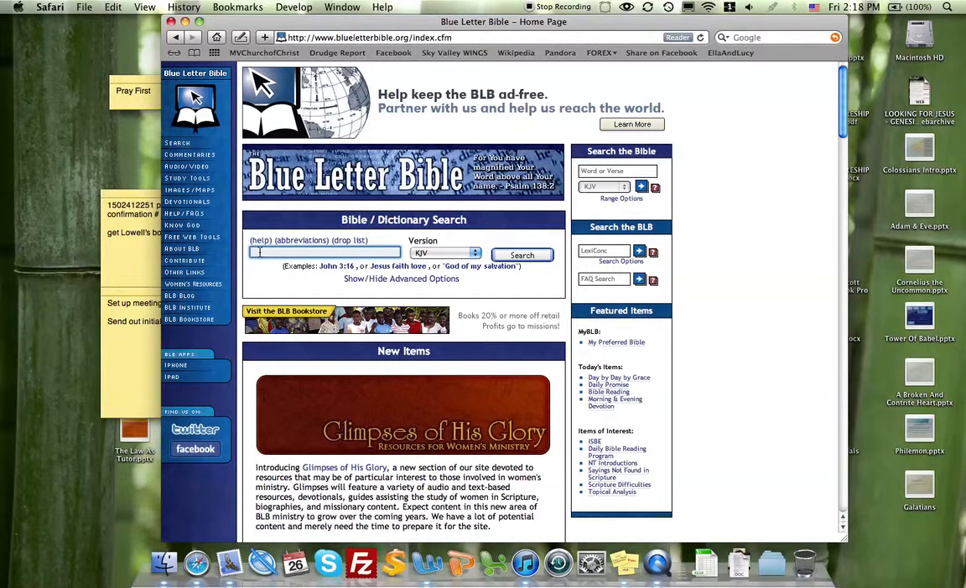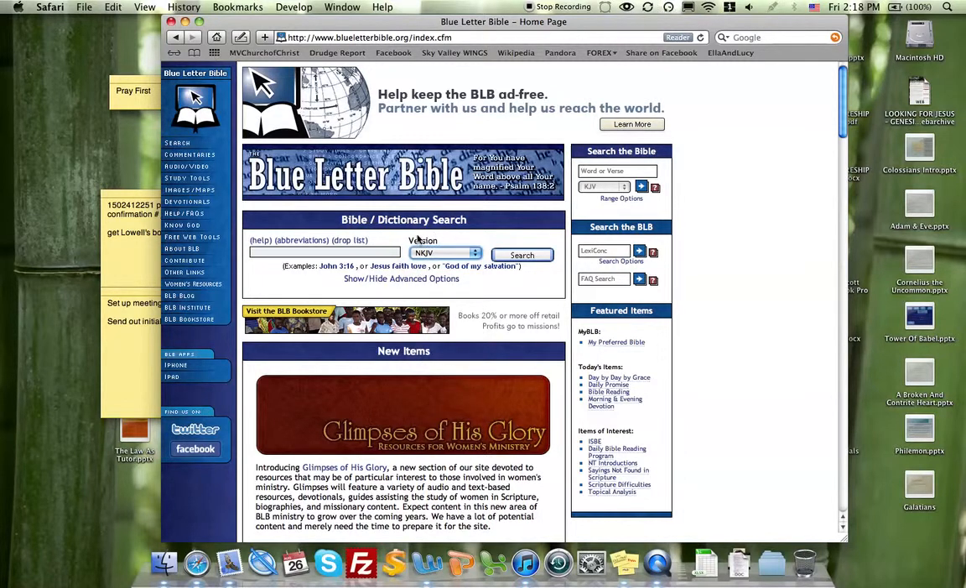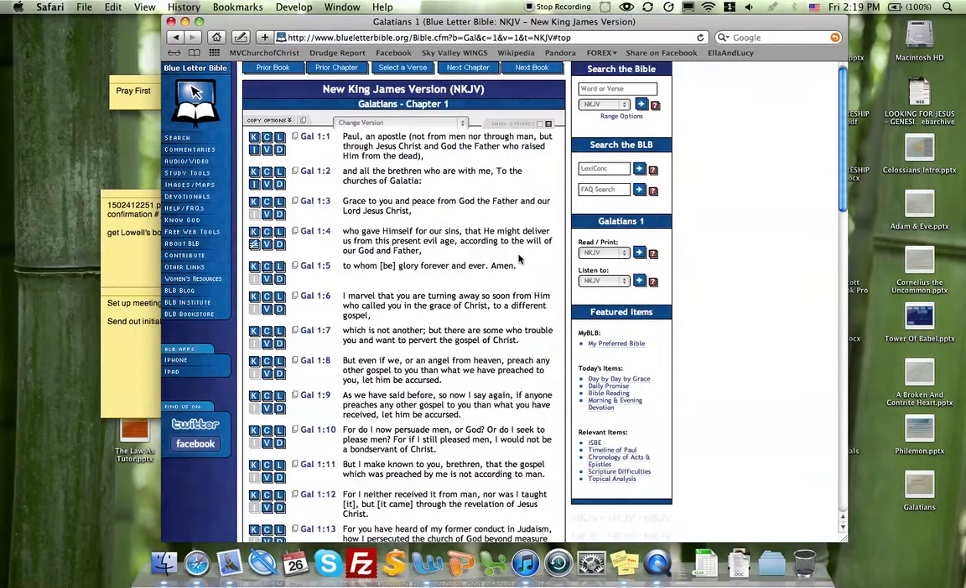of the screen. What we're going to do is we're going to go over to the book of Galatians. What I'm doing right now is I'm picking the version I like, so I pick New King James Version. That's the one I most commonly use. So we're going to go over to Galatians chapter 1. And after typing that in, I'm going to hit the search button. And what it does is it takes you to Galatians.